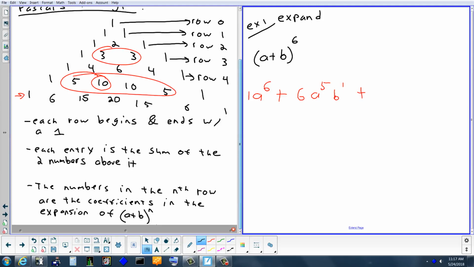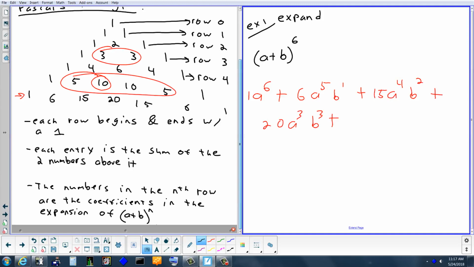Felipe, you think you could give me my whole next term? 15, a to the 4th, and then b to the 2nd. Yep, b to the 2nd. Ariana, my third term? 20a to the 3rd, and b to the 3rd. Yep, 20a to the 3rd, b to the 3rd.